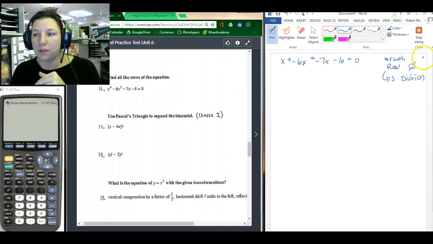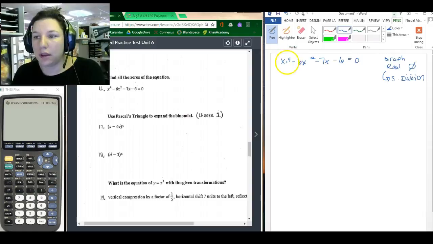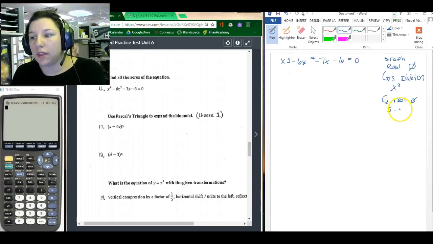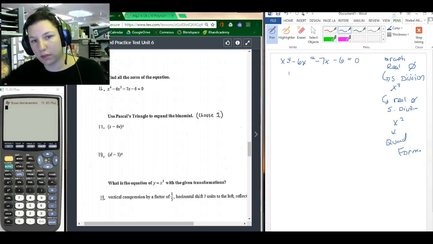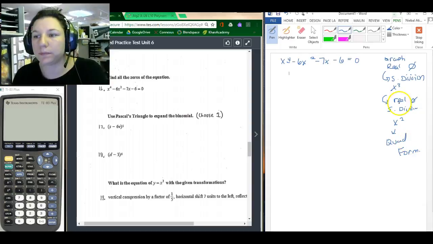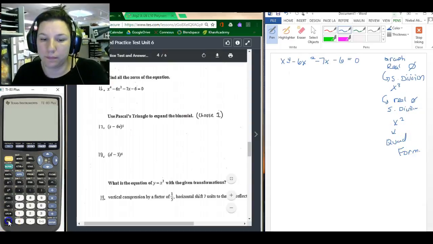So we're starting with x to the 4. After you do synthetic division again, you'll get an x to the cube. You need to find another real zero from the graph. Do the synthetic division again. That'll bring it down to an x squared, and then from there we're going to have to use the quadratic formula. Okay, just so you kind of understand the general flow for this question. So let's graph it.